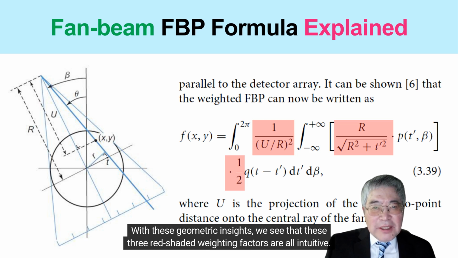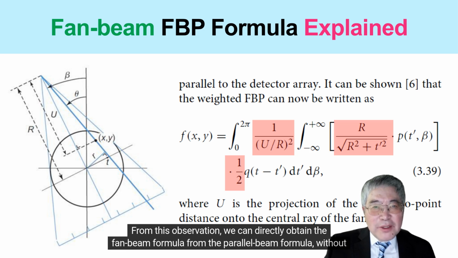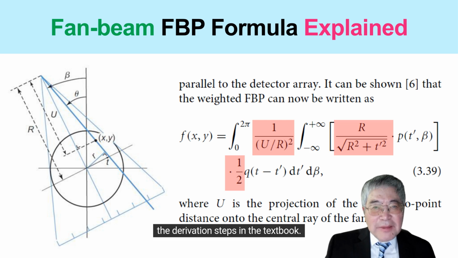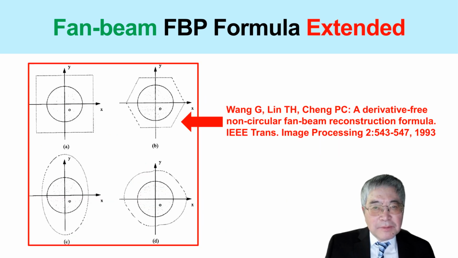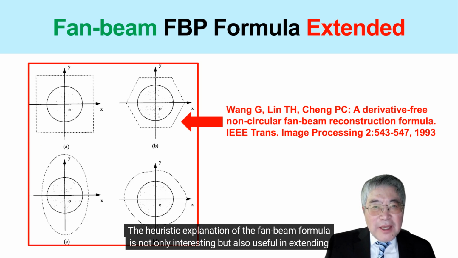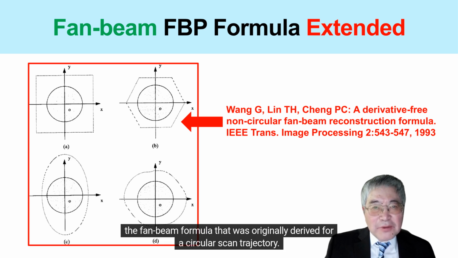With these geometric insights, we see that these three red-shaded weighting factors are all intuitive. From this observation, we can directly obtain the fan beam formula from the parallel beam formula without the derivation steps in the textbook. The heuristic explanation of the fan beam formula is not only interesting but also useful in extending the fan beam formula that was originally derived for a circular scan trajectory.